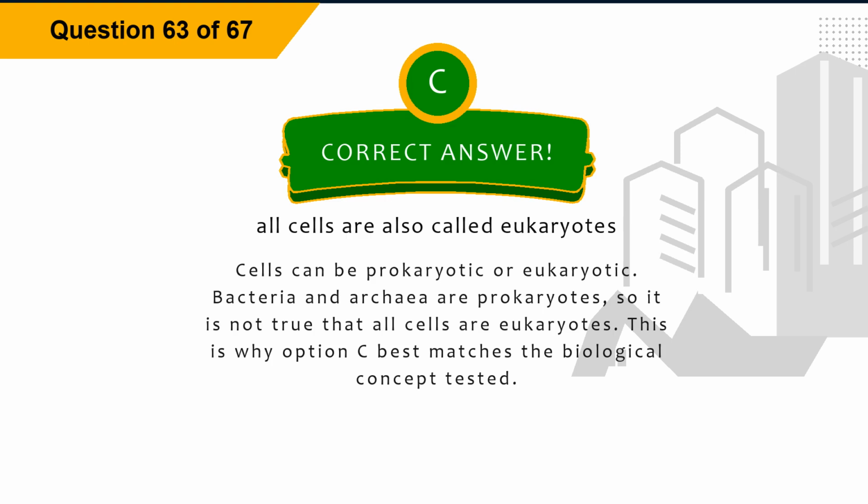The correct answer is option C, all cells are also called eukaryotes. Explanation: cells can be prokaryotic or eukaryotic. Bacteria and archaea are prokaryotes, so it is not true that all cells are eukaryotes. This is why option C best matches the biological concept tested.